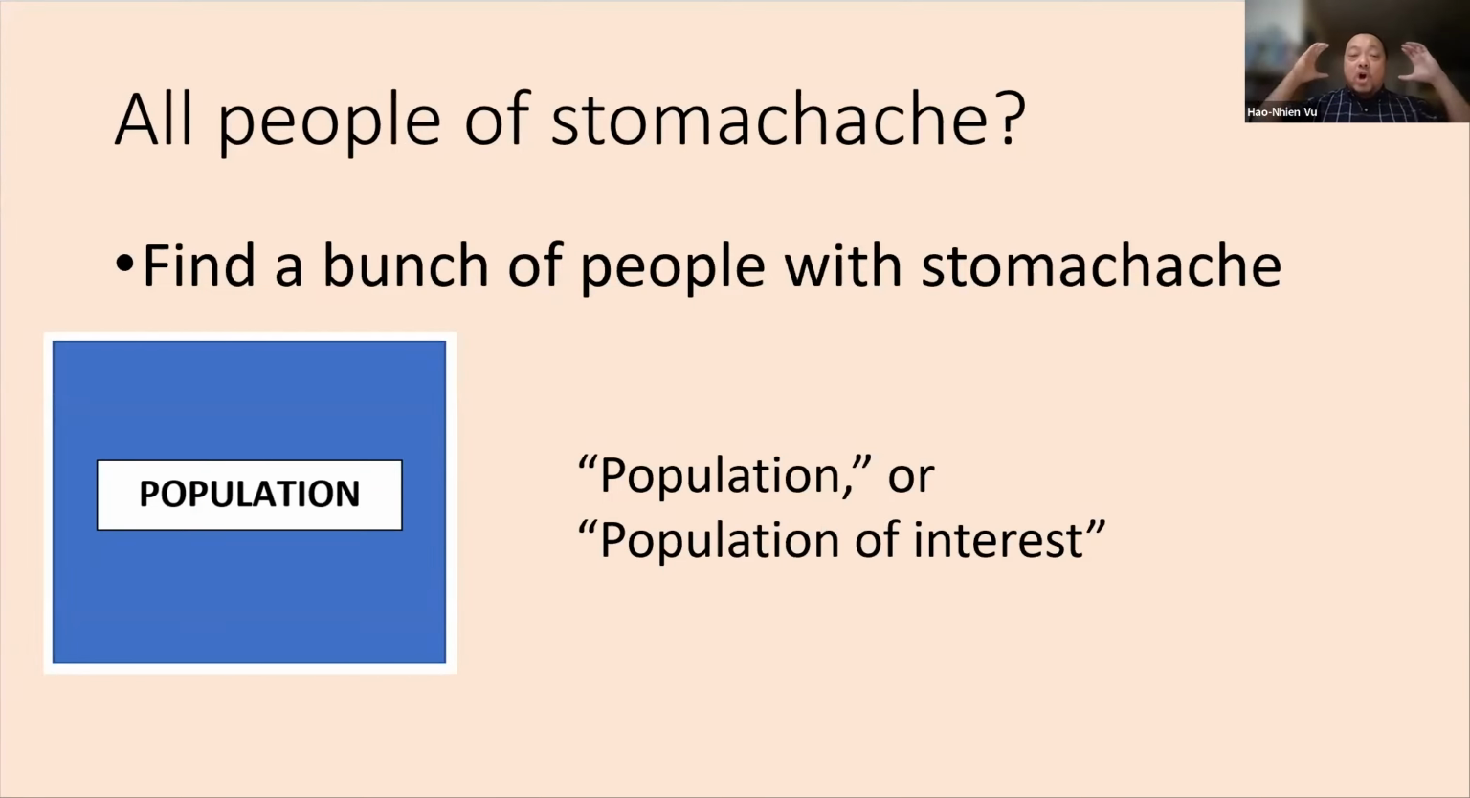Ideally, we would like to find all the people with stomachache in the entire universe. That would be our population, or population of interest. Well, in reality, we probably can't do that. First of all, we probably don't have the money. Second of all, we probably can't even find them. And even if we do find them, third of all, we probably don't have enough Vapor Rub to give everyone some to try. Yeah, doing it to all people with stomachache is not possible.